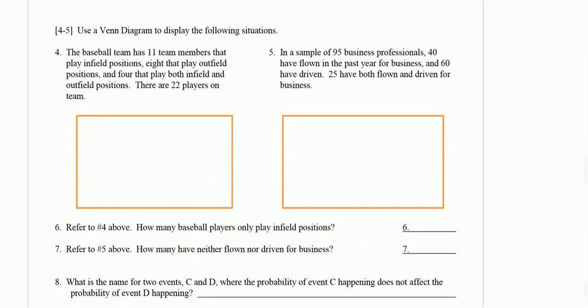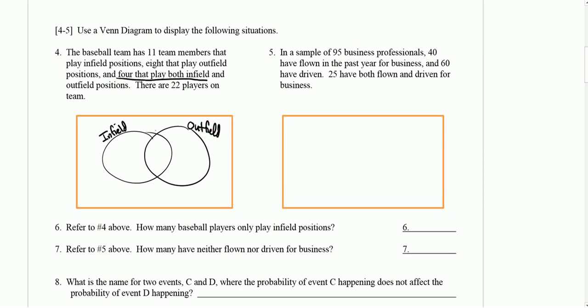4 and 5 use a Venn diagram to display the following situations. So 4, a baseball team has 11 members that play infield position, 8 that play outfield, 4 that play both infield and outfield, and 22 players on the team. So I'm going to draw 2 intersecting circles, one for infield, one for outfield. I'm going to start with the intersection. They say that 4 players play both, so put 4 in the intersection.